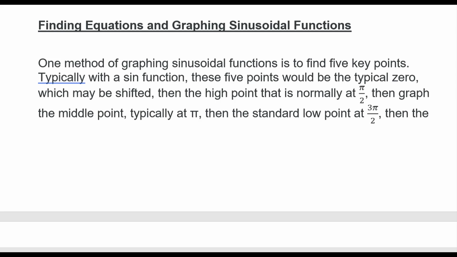This is finding equations and graphing sinusoidal functions. So one method of graphing sinusoidal functions is to find 5 key points. You see me do this.